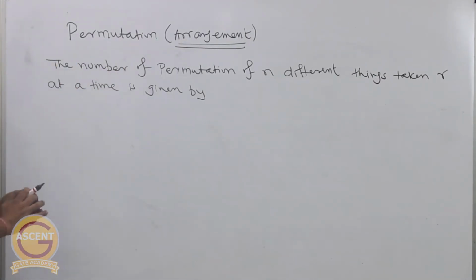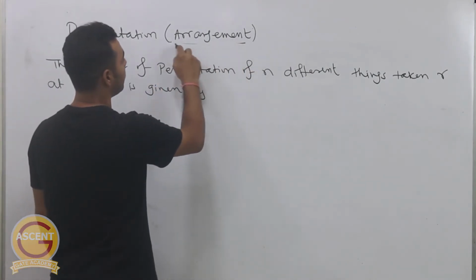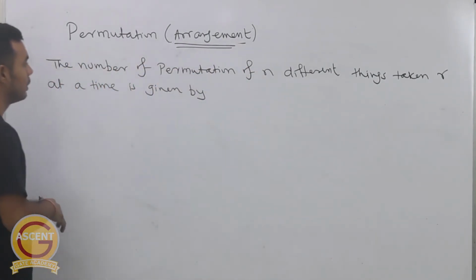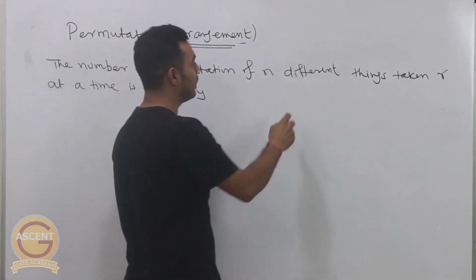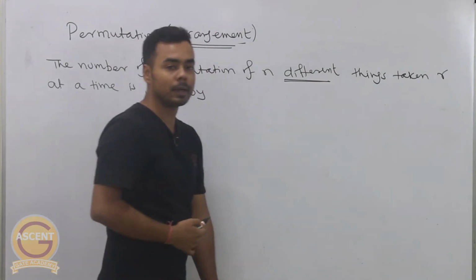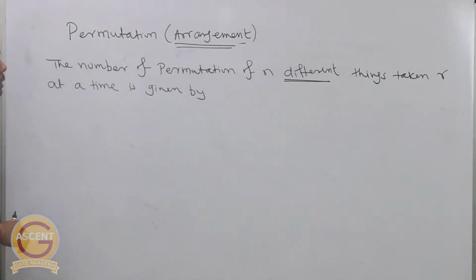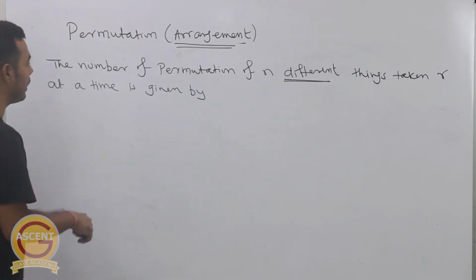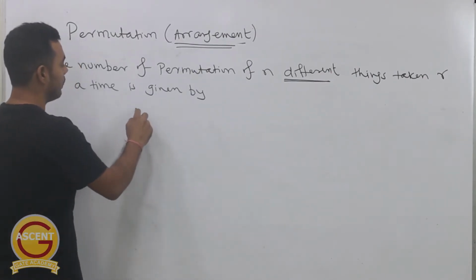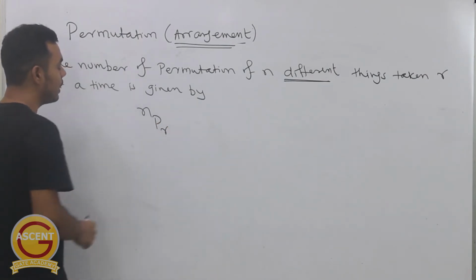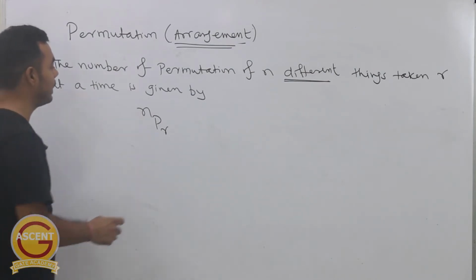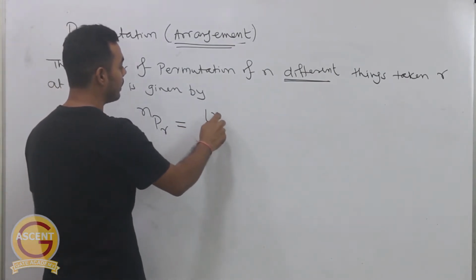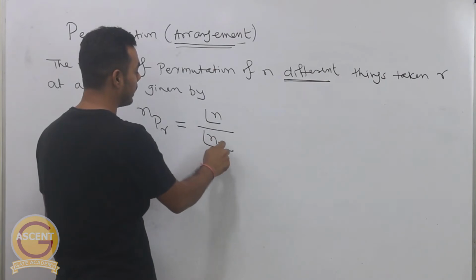Now the meaning of this word permutation is arrangement. Permutation simply means arrangement, and the first theorem is the number of permutations of n different objects. Now this word different is very important. We can apply this theorem only when all the objects are distinct or different. So the number of permutations of n different things taken r at a time is given by, now the formula is nPr. This will be the number of ways to arrange r out of n objects. So this nPr will be simply factorial n divided by factorial n minus r.